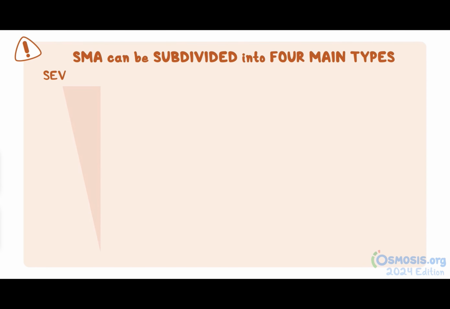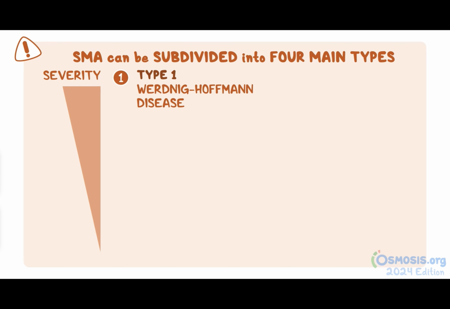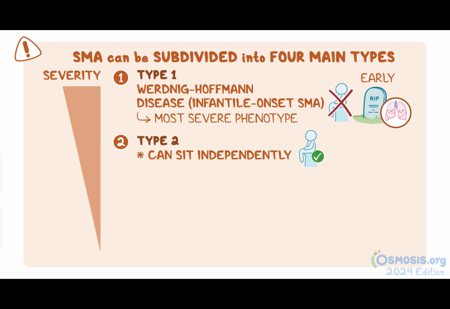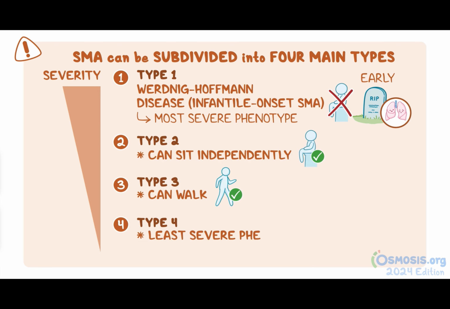Here's a high-yield fact. SMA can be subdivided into 4 main types, which are based on severity. Type 1, which is also known as Wernicke-Hoffmann disease or infantile onset SMA, is the most severe phenotype. Affected patients cannot sit independently and have early mortality from respiratory failure. Those with type 2 SMA can sit independently, while those with type 3 can also walk. Finally, SMA type 4 is the least severe phenotype and usually presents during adulthood.